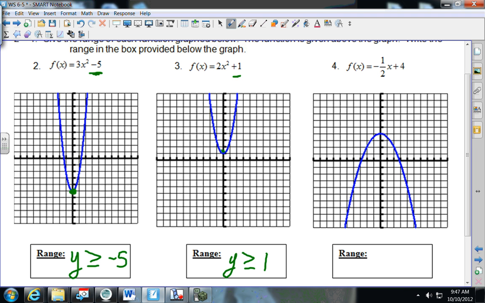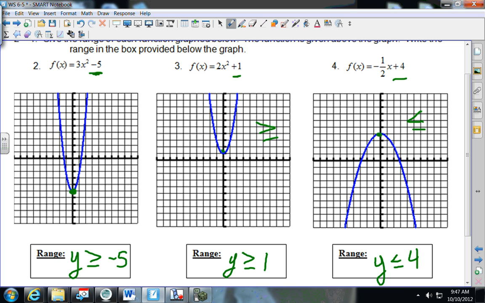Now, how is number 4 different? It's downward, so it would be less than or equal to. Y is less than or equal to. It's always equal to because the vertex is part of the line. Okay? And at this one, it starts at 4. So again, if your parabola opens downward, it's less than or equal to. If your parabola opens upward, it's greater than or equal to.